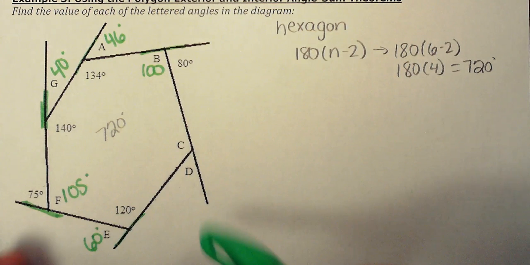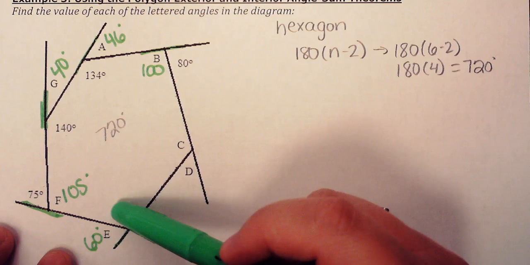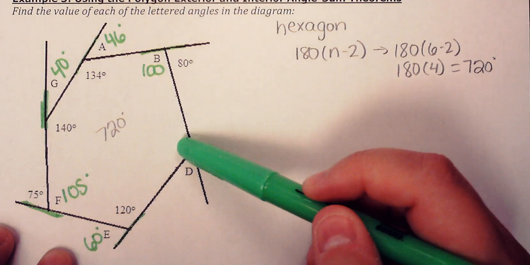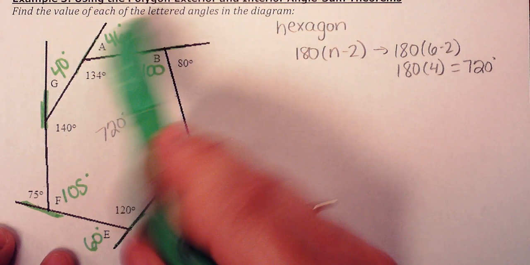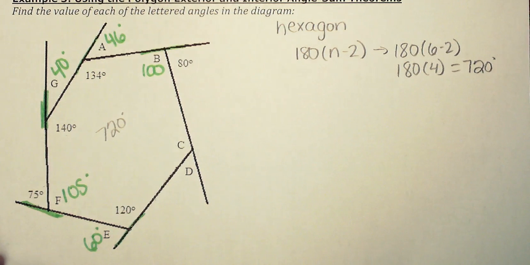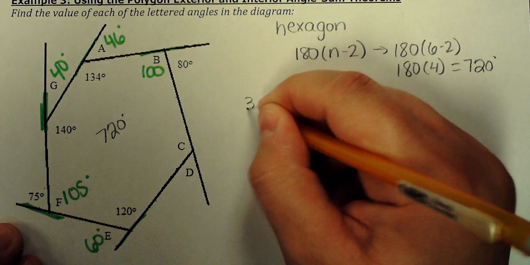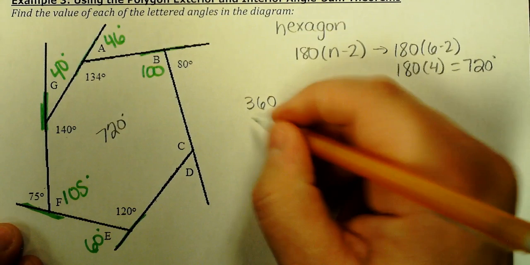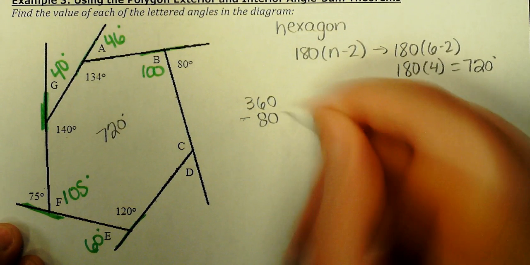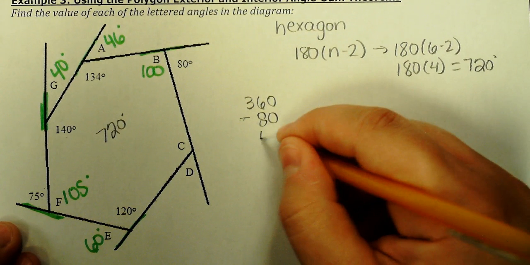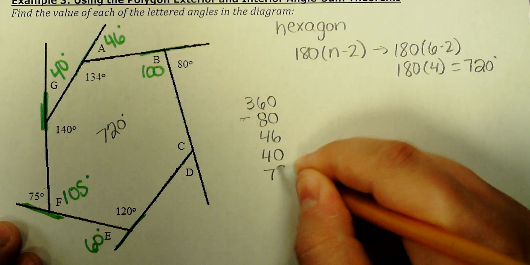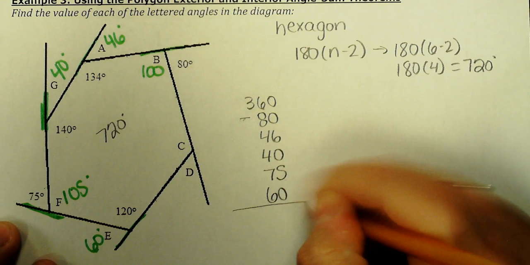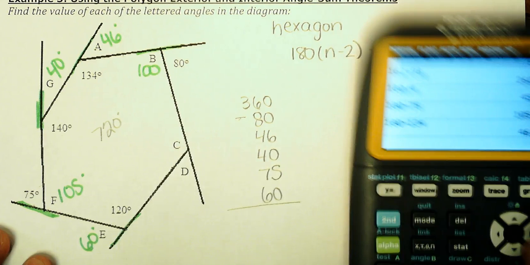So here's what we could do. We could do 720 and subtract all these angles to get C, or I could do 360 and subtract all the exterior angles to get D. It's totally up to you. I'm going to do 360. And I'm going to subtract each exterior angle, the 80, the 46, the 40, the 75, and the 60. And the leftover has to be angle D.